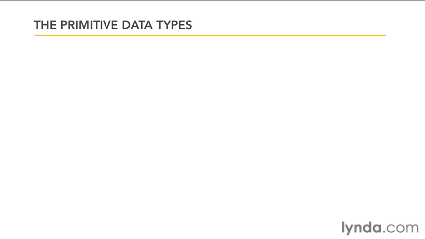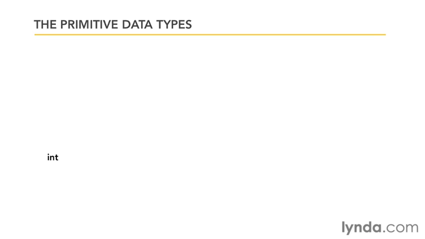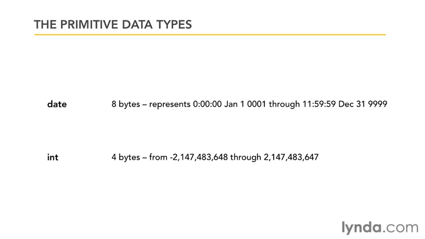C# has a number of primitive data types that are built into the language. And the reason they're called primitive data types is because they are the basic building blocks that you use to build other data types. For example, and you've probably seen me using some of these throughout the course so far as we built some of our examples, there's the int data type, which is an integer. That's 4 bytes. And it holds numbers from about negative 2.1 billion up through about positive 2.1 billion. There are date data types. The date is 8 bytes, and it represents January 1st from the year 1 up through midnight on December 31st of the year 9999, which is a very long time.